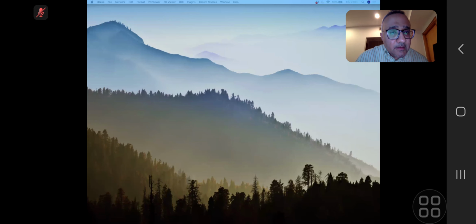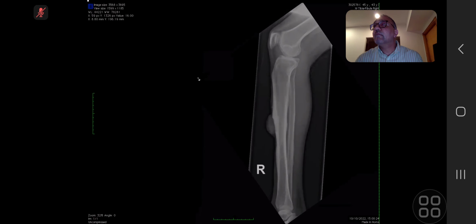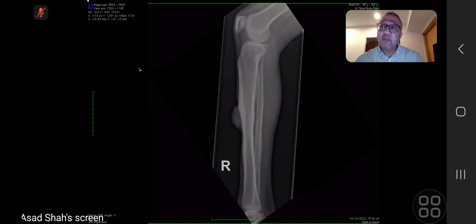Okay, let's get one. Okay, this is a 40-year-old, and he presented with a painful lump in his right lower leg. And I'm giving you a lateral radiograph.